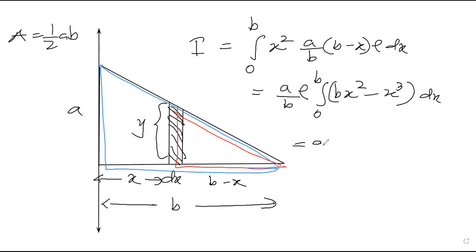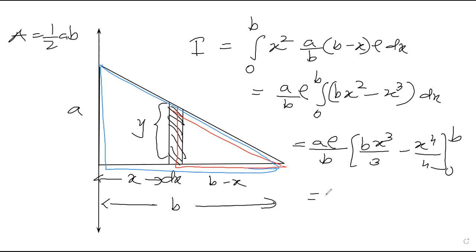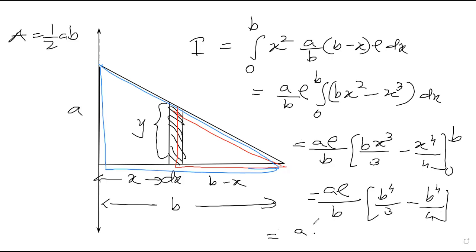So a rho upon b stays as it is. This is going to be b x cube upon 3 and x fourth upon 4. And the limit of integration, I'll put them as 0 to b. So a rho upon b, and this is going to be b fourth upon 3 minus b fourth upon 4. And the net answer comes to be a rho upon b into bracket b fourth upon 12.